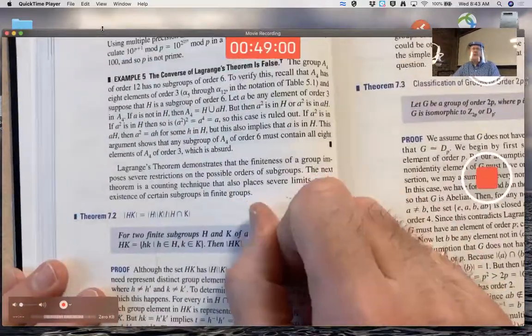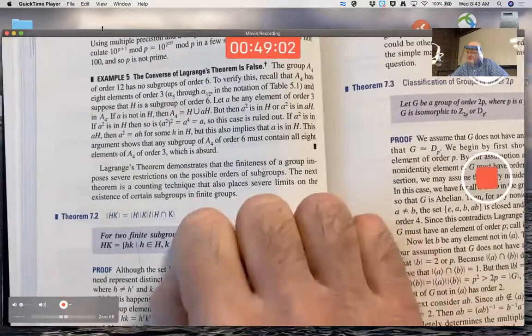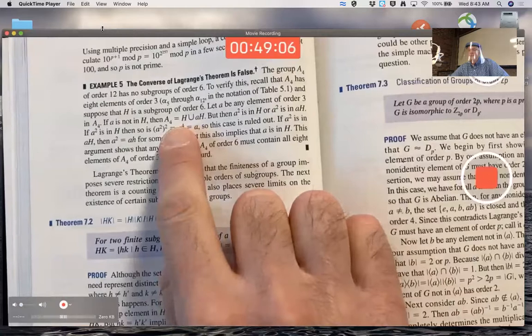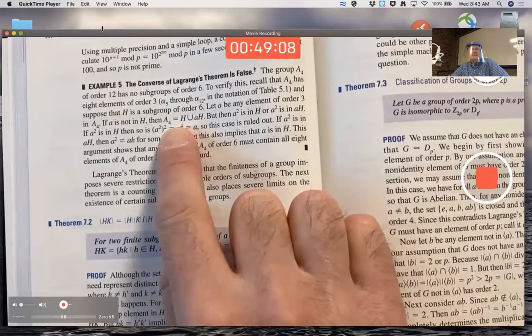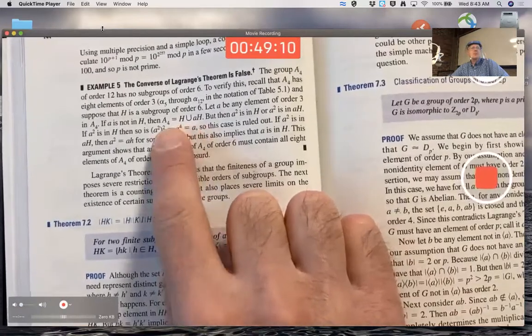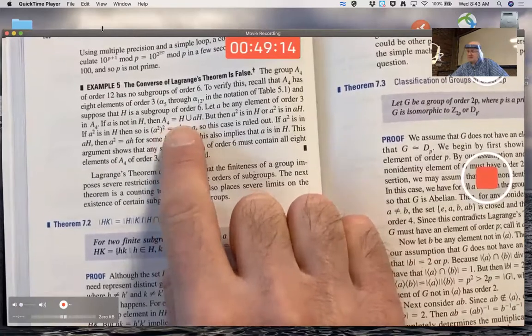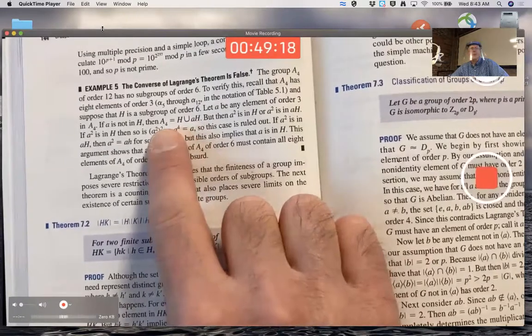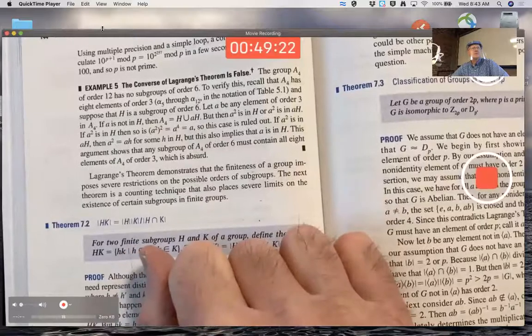Okay, so it's an argument by contradiction, very nice little contradiction, and it's using the fact that the cosets partition. If you assume H has order 6, that would mean there would be 2 of them that partition the group of order 12. These are non-overlapping, their intersection is empty, and their union is the entire group. And that leads to a contradiction.